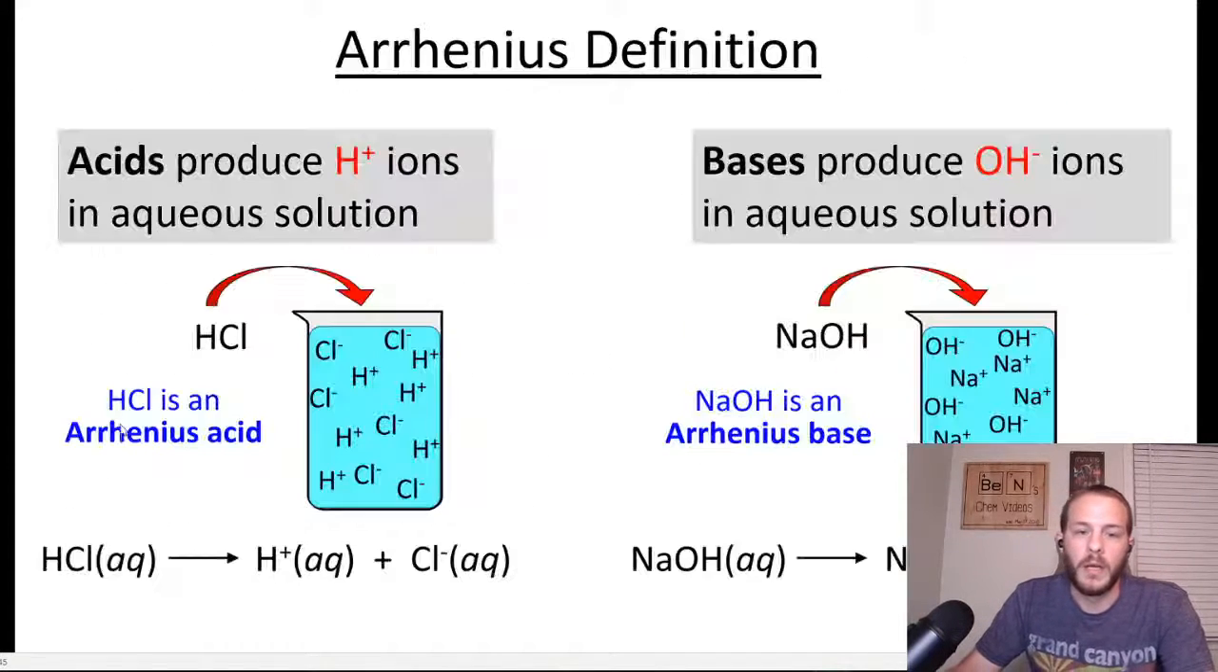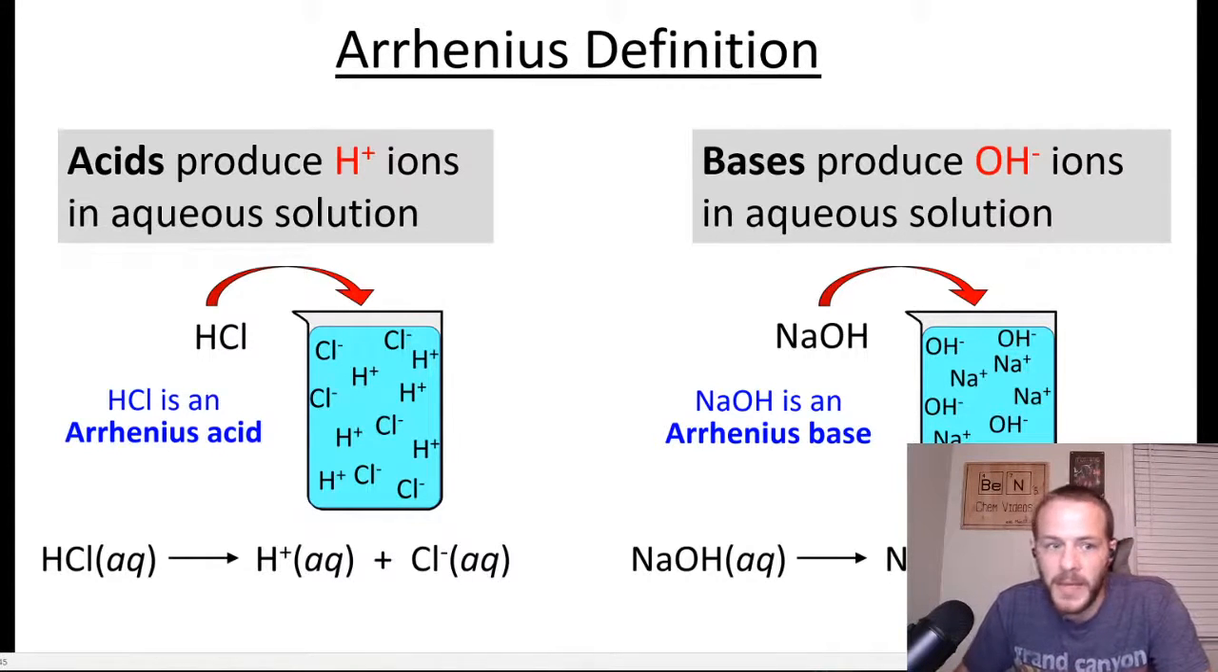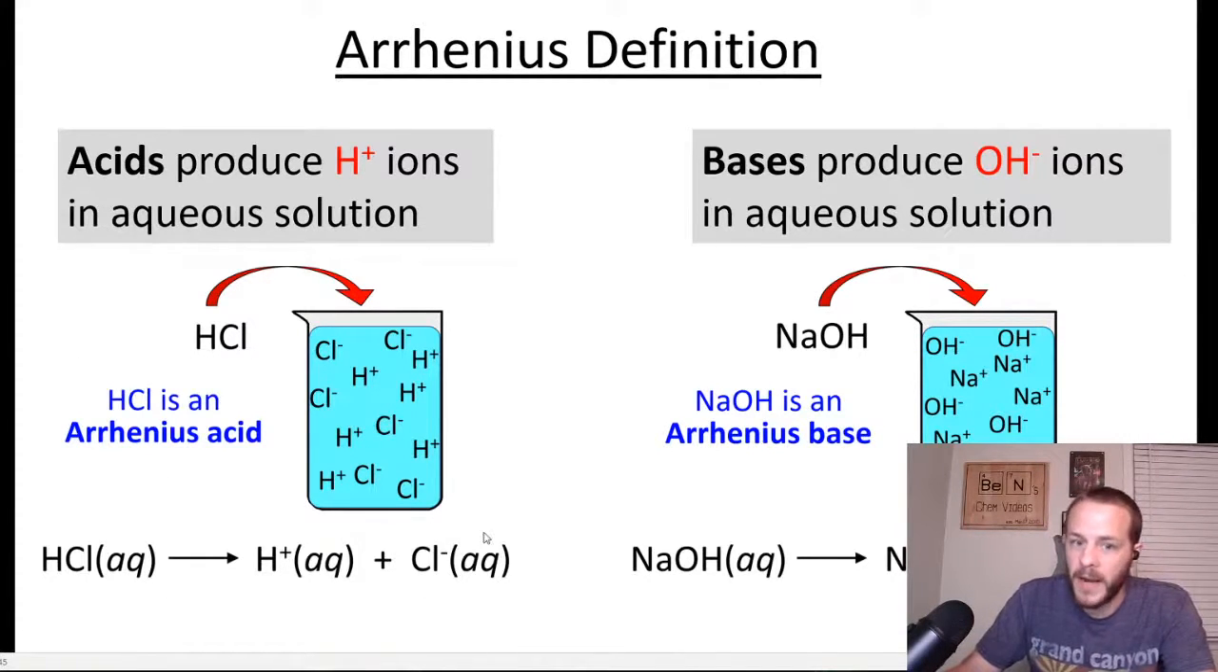So just going briefly over the Arrhenius definition, according to the Arrhenius definition of acids and bases, an acid is a substance that produces H+ ions in aqueous solution. So if you have, for instance, HCl, hydrogen chloride, if you throw that in water, it'll produce H+ and Cl- according to this equation down here.